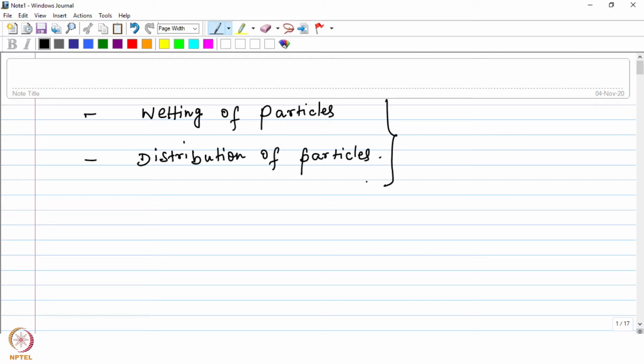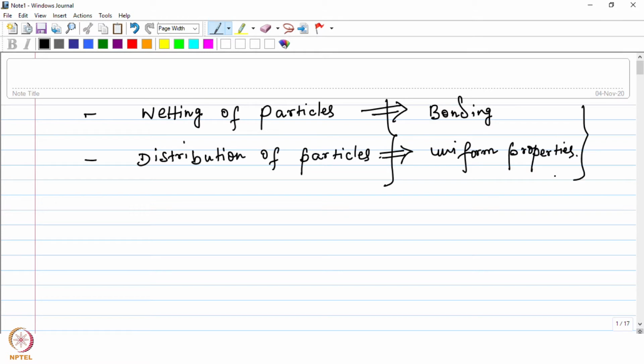These two are very important because wetting of particles will decide whether there will be a good bonding or not, and distribution will decide whether you are going to get uniform properties or not. Uniform properties or improved properties in the composite material.